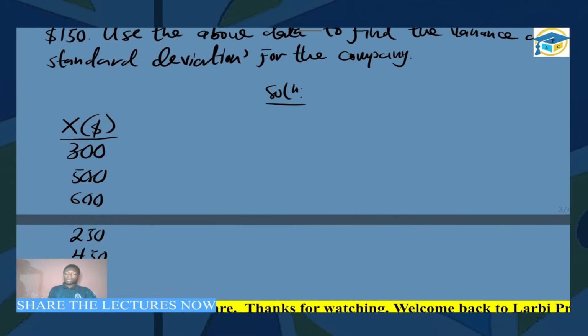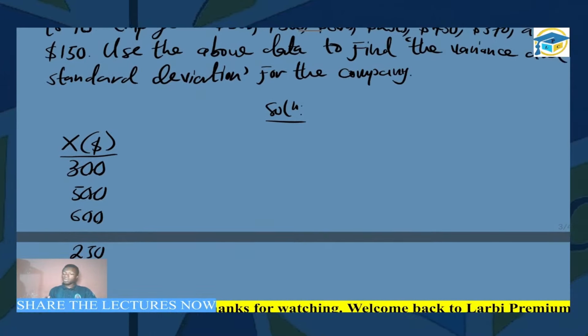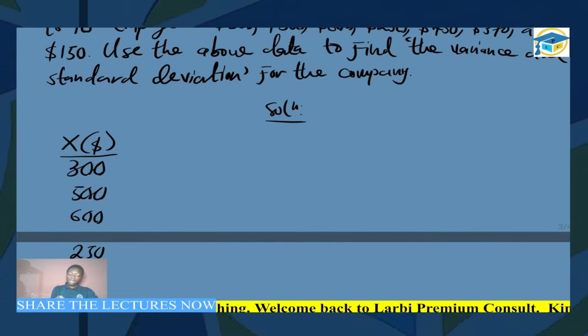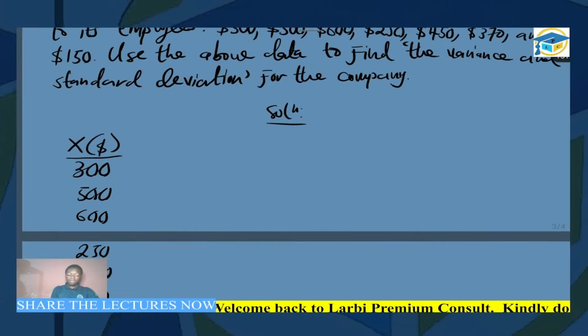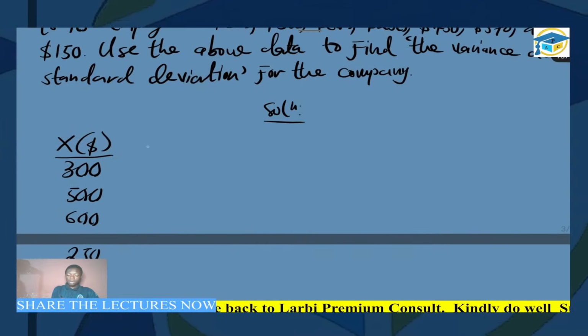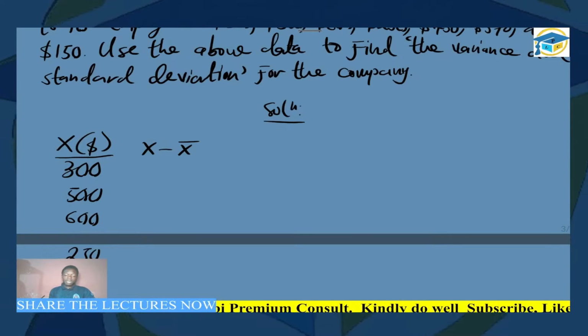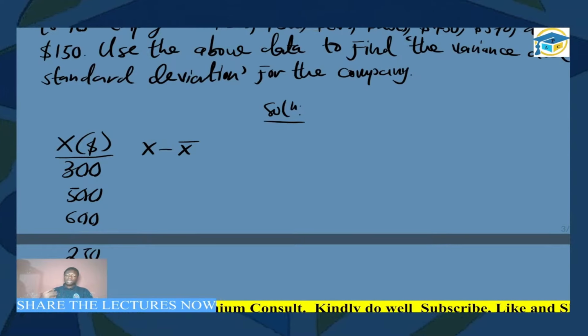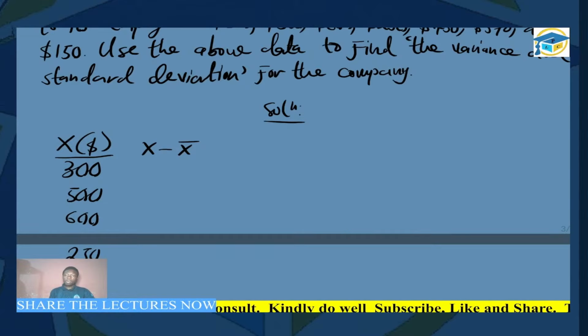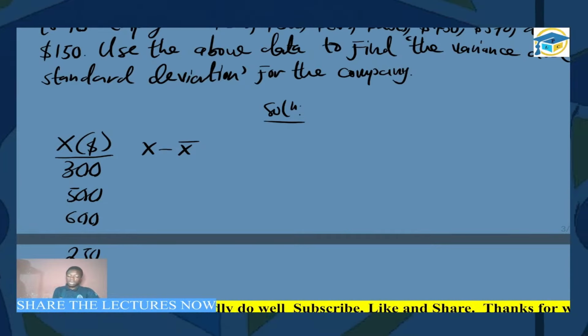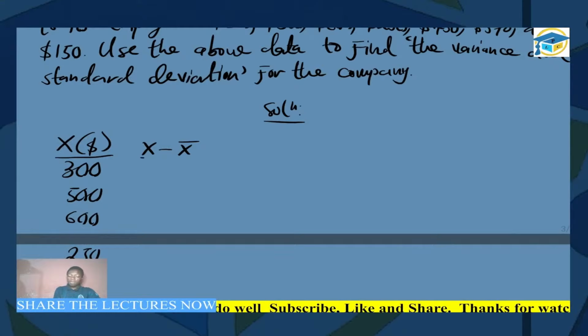And then since we are asked to find the variance, and this is an ungrouped data, to find the variance we need to also find a column for X minus X bar. That is the deviation. Deviation is always the X values taking away the mean of the X values. I hope that is clear. All right. So in this case, you're going to have a column for X minus X bar.